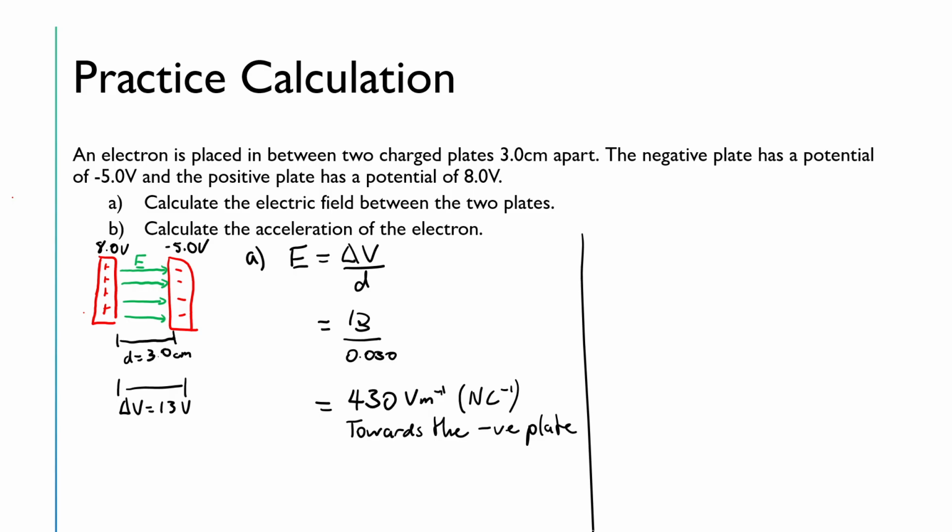Now, the second part of the question, part B, asks us to calculate the acceleration of the electron when it's in the field. And it actually requires us to combine knowledge and skills that we've learnt throughout our modules in Year 11, particularly from Module 2 and Module 4. There is a way to link together the motion of particles in an electric field and their acceleration, and it's going to be done using these two equations.